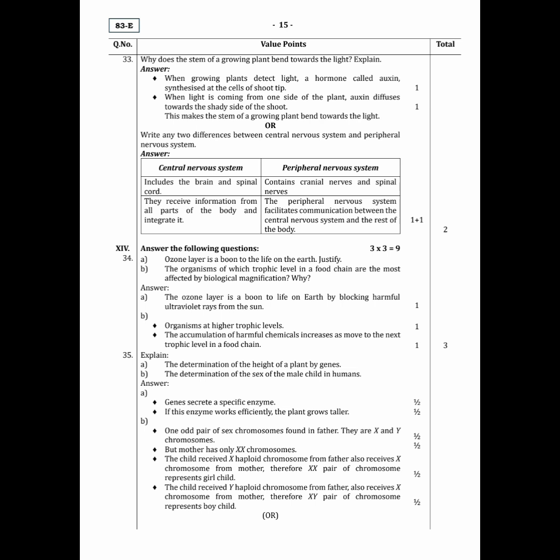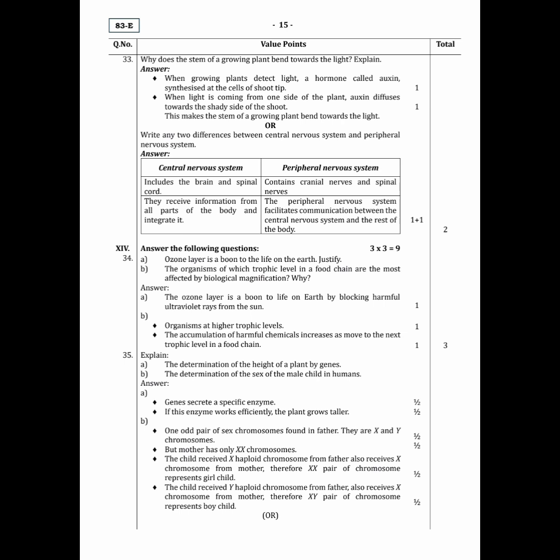Question number 33. Why does the stem of a growing plant bend towards the light? Explain. Answer, when growing plants detect light, a hormone called auxin is synthesized at the shoot tip. When light is coming from one side of the plant, auxin diffuses towards the shady side of the shoot. This makes the stem of a growing plant bend towards the light.